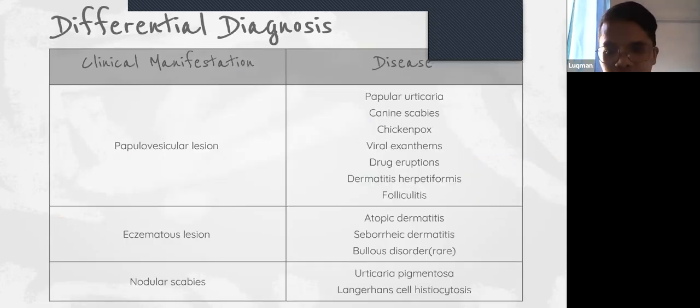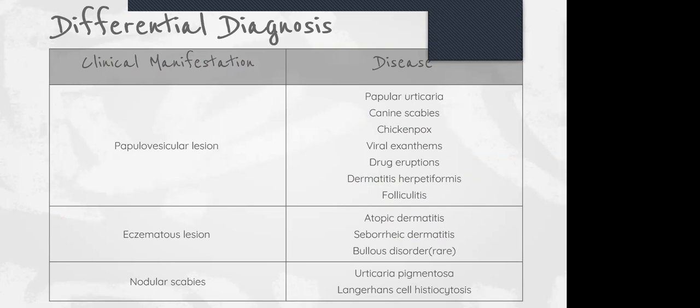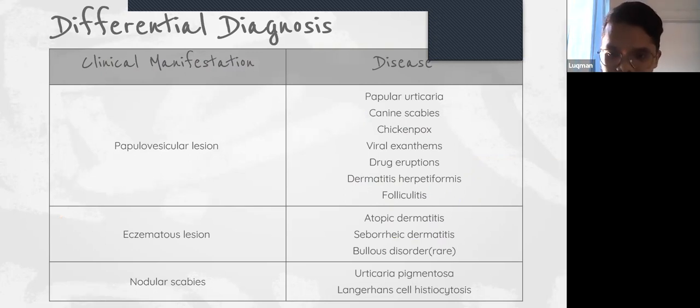A lot of differential diagnoses can be made according to the clinical manifestation. For the papulovesicular lesion, you can see papular urticaria, canine scabies, chickenpox. For the eczematous lesion, you can see atopic dermatitis, seborrheic dermatitis. For nodular scabies, you can see urticaria pigmentosa and Langerhans cell histiocytosis.